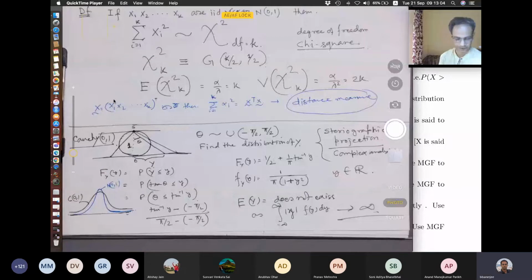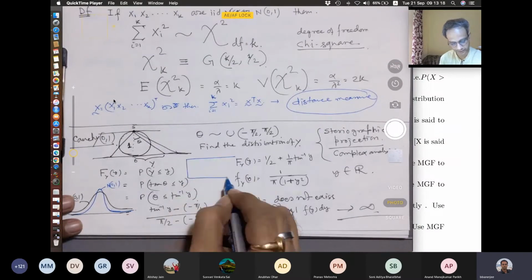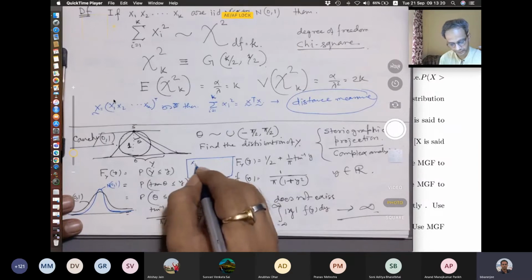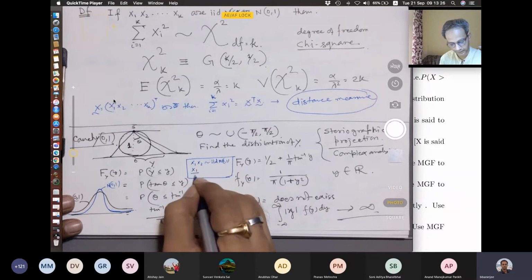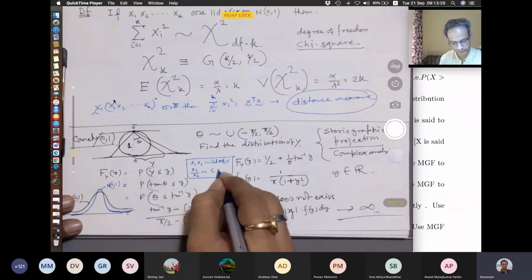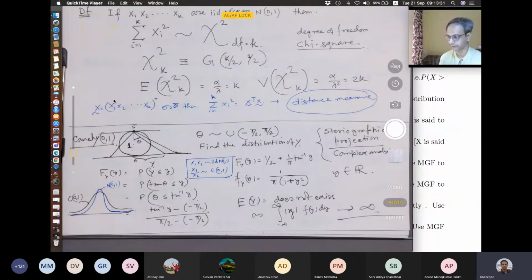And again, there will be some connection between Cauchy and normal that we will be able to prove after a few lectures. We will prove, not now, that if X1, X2 are IID normal 0, 1, then X1 by X2 follows Cauchy 0, 1. There is a connection between Cauchy and normal.